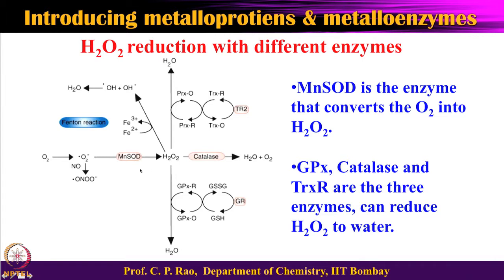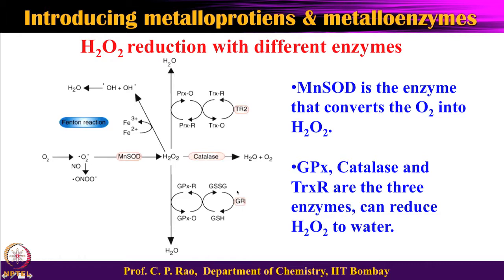And if not, the metal ions present in the body like transition metal ions, particularly iron, even copper, can convert this into a hydroxy radical, and this reaction is called the Fenton reaction. The hydroxy radical is much more dangerous than even the H2O2. Therefore, it has to be removed.